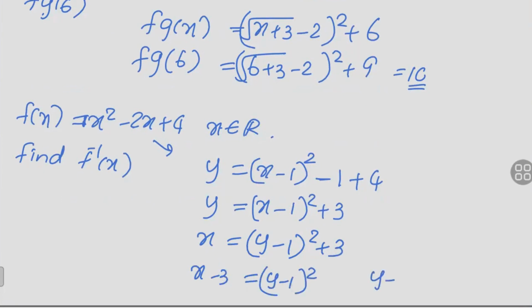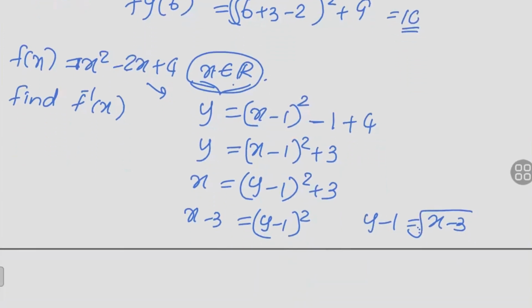Then y minus 1 equals the square root of (x minus 3). I'm taking the positive square root only. You can't write positive or negative both. You know the inverse function definition is one to one only. We need to decide whether it's positive or negative. If the domain talks about real values or positive values, we take positive here. So then y equals 1 plus the square root of (x minus 3).